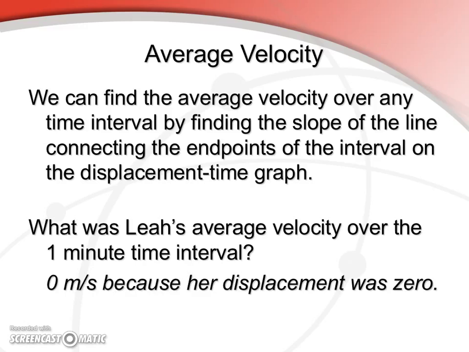And hopefully you got 0 meters per second. Since the displacement was 0, that divided by the 60 seconds is 0 meters per second.